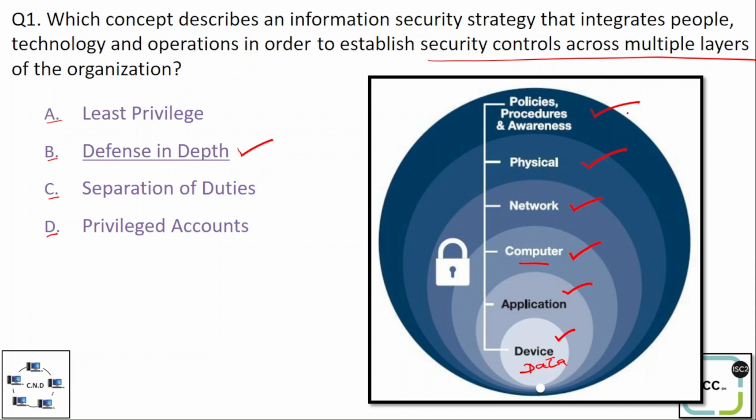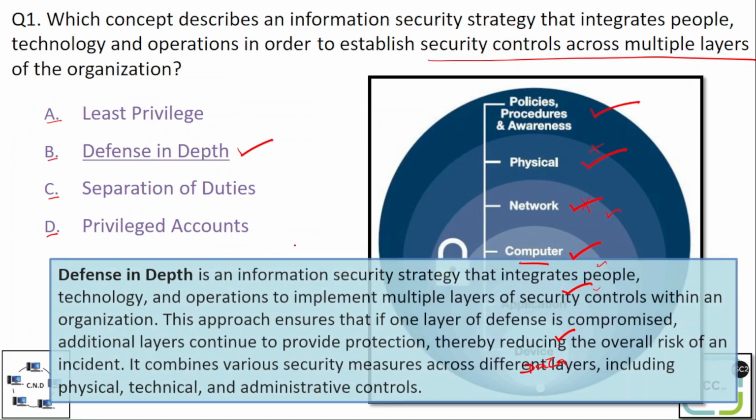What does this mean? That if one layer is compromised, let's suppose the physical layer is compromised, you still have security controls applied at these other layers. If the network is compromised, you still have security controls applied on your actual server or computer, and so on and so forth. So that means defense in depth. You are not relying on any one solution or any one particular layer. Rather, you have applied your security controls across multiple layers.